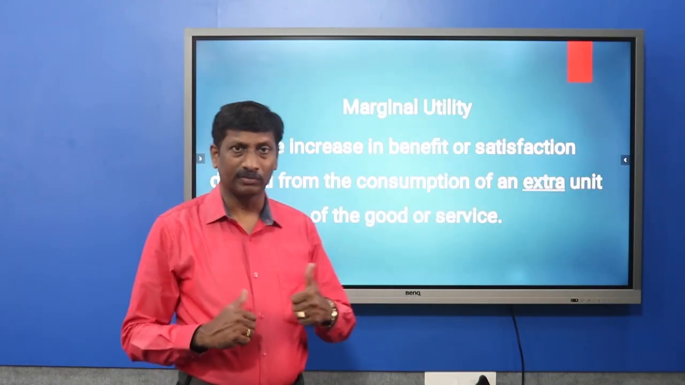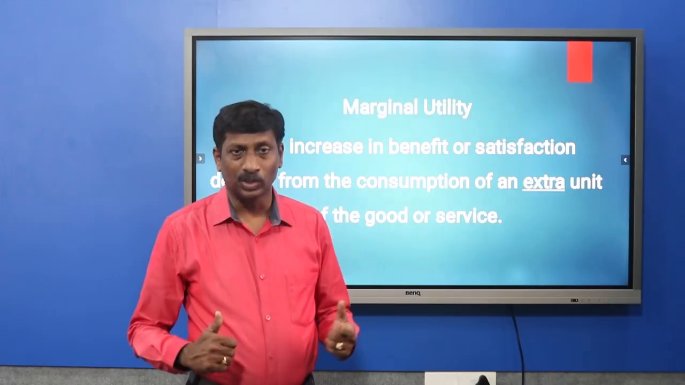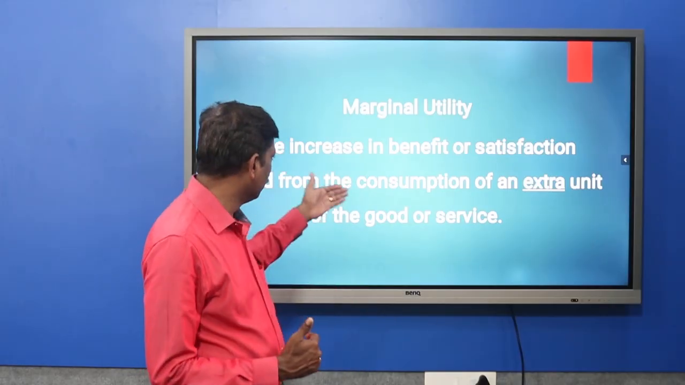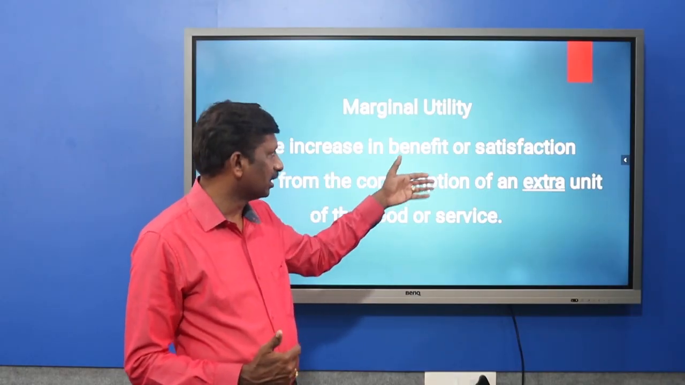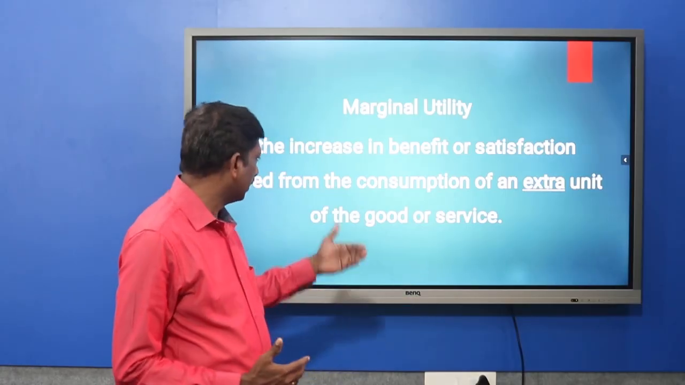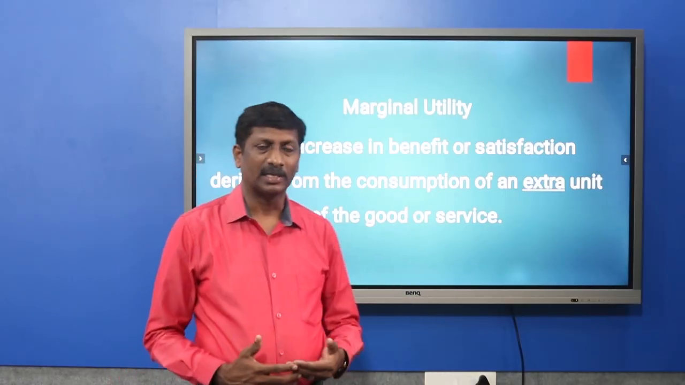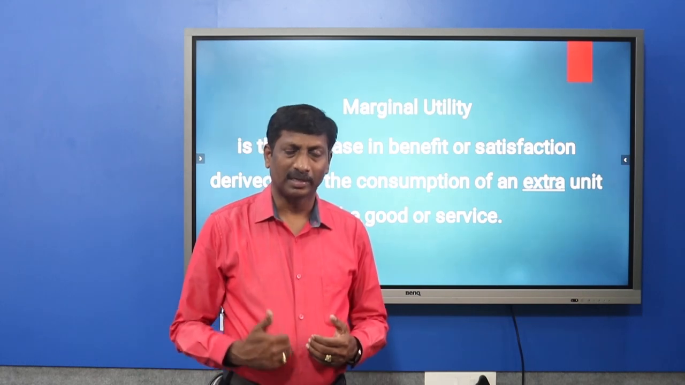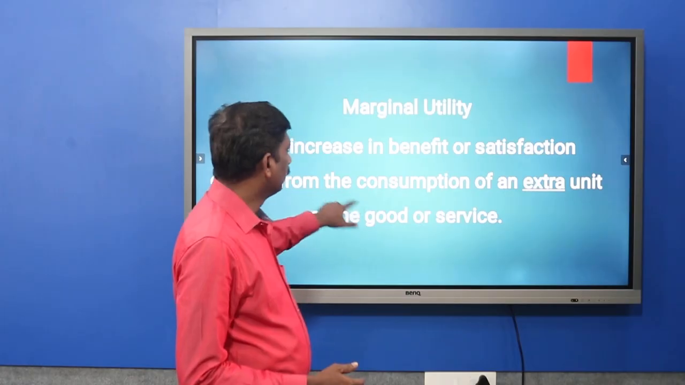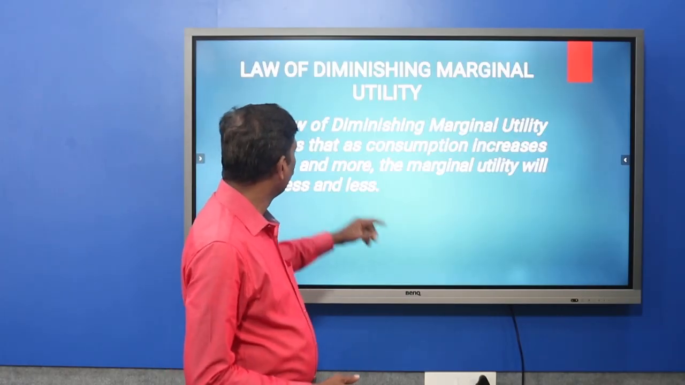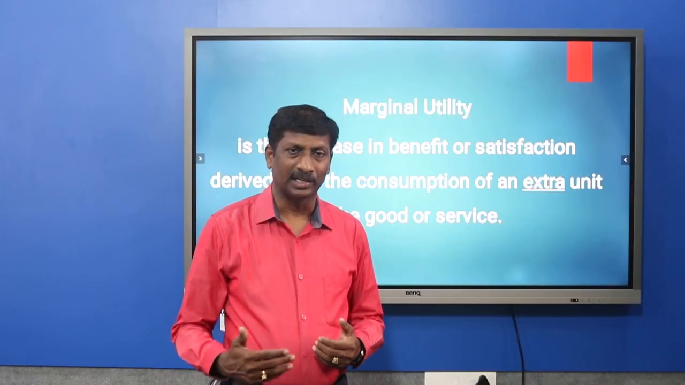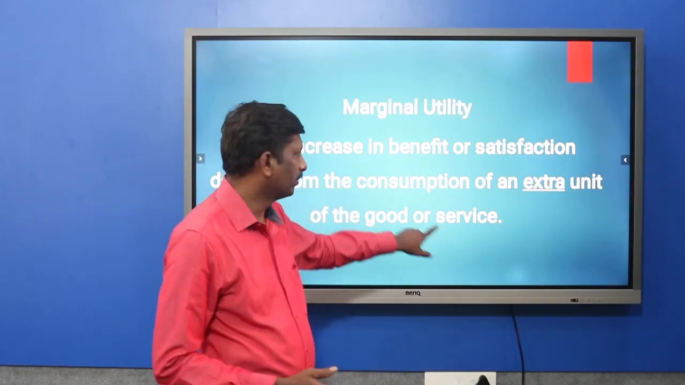Then we have to move to one of the crucial terms, that is marginal utility. Marginal utility is the increase in the benefit or satisfaction derived by the consumer from the consumption of an extra unit of the commodity or service. In other words, marginal utility is the additional utility obtained by the consumer by consuming additional units of commodities.